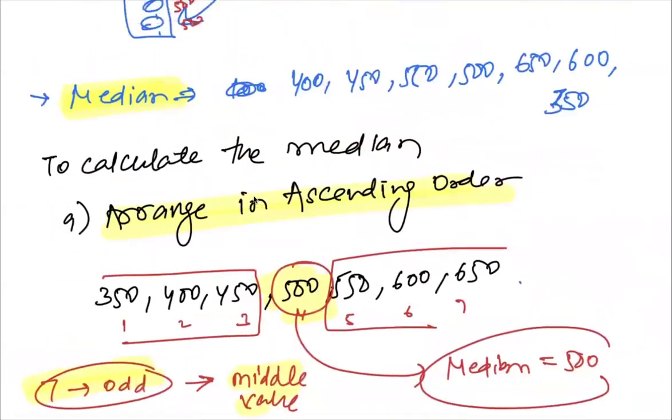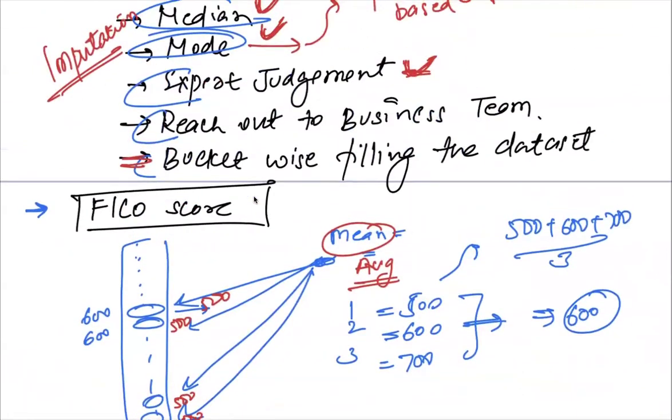Yeah, this one you can call either bucket-wise filling of the data, or expert judgment, anything. Basically, what you have to do is define the relationship between different variables. That's what you will have to do.